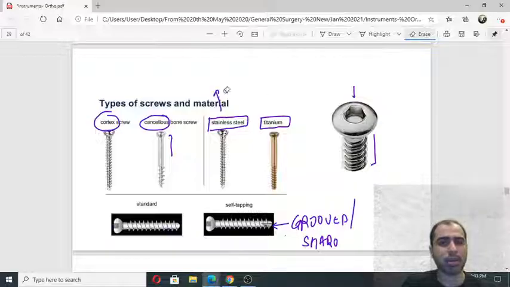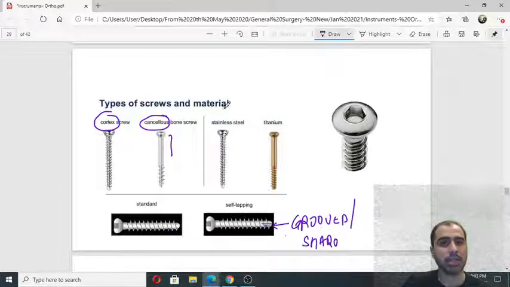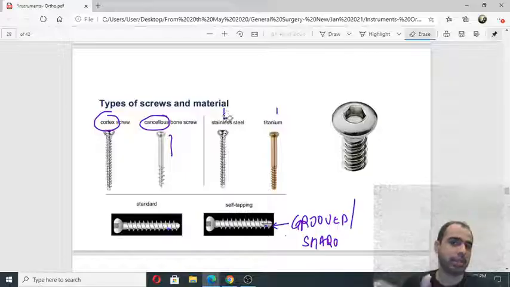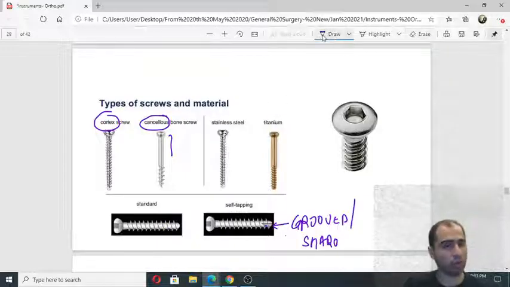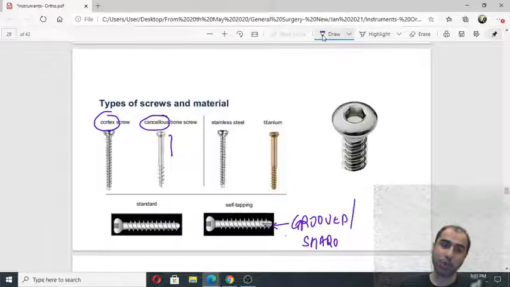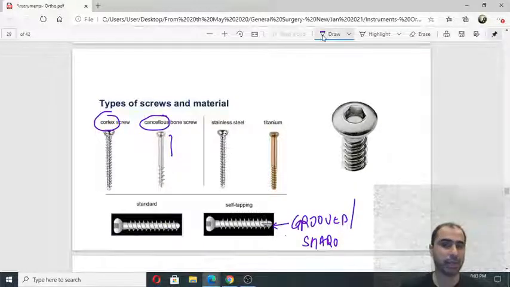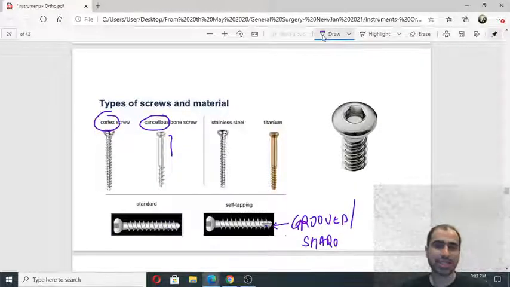What's better? Is there any difference? Which one will you prefer? If I have to put a screw in myself, and I'm given the option, should I take stainless steel or titanium? The color differs for identification. Titanium screws have a different color. Which one is better, or both are the same? Is there any advantage? I'll give you one clue. Titanium screws are more expensive.